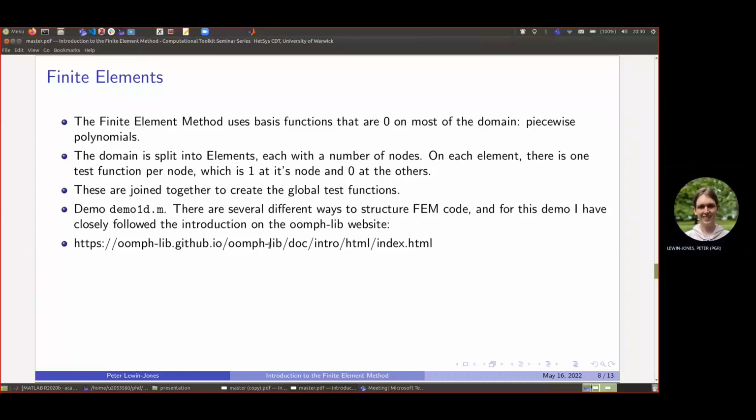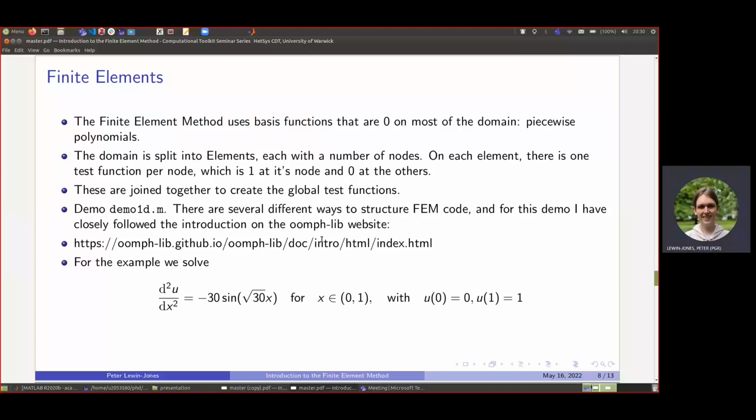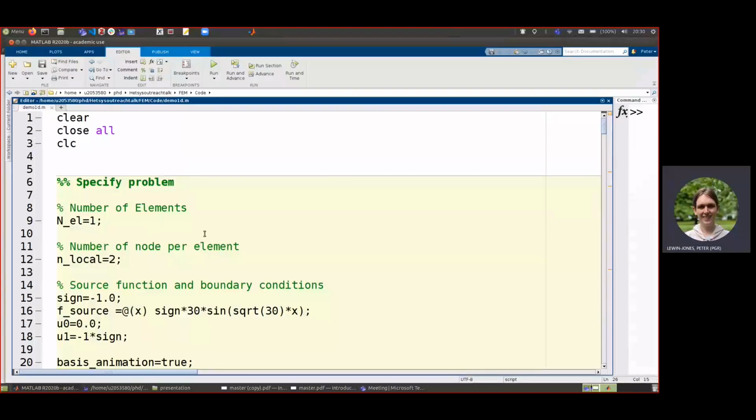Right. And the example I'm going to be solving in this code is this. I've just plugged in a particular function f, which is minus 30 sine root 30 x, and this has just been chosen because it looks nice and smooth, and there's an exact solution that we can compare to. I'll come back to that in a minute. Sneak peek of the 2D thing in a minute. Right, 1D demo first. So let's first of all look at a single element.